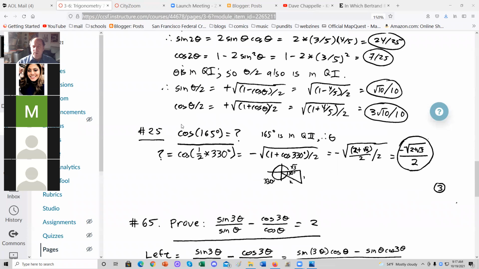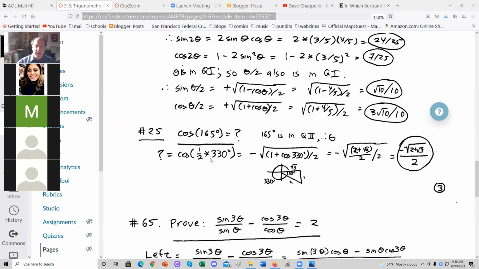Now here, we're asking after cosine of 165 degrees. All right. So 165 degrees is in quadrant 2. So I think this is an error here. I think what we're trying to do is this is half of theta, 165 degrees. Twice is 330, which is quadrant, well, whatever. It's in quadrant 2, so its cosine is negative.